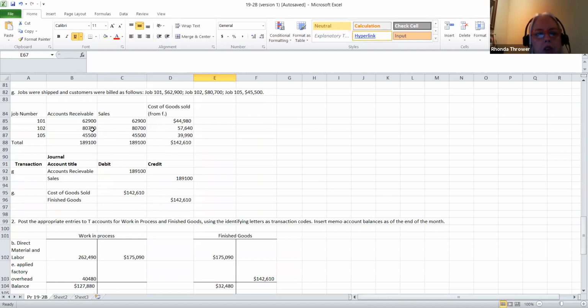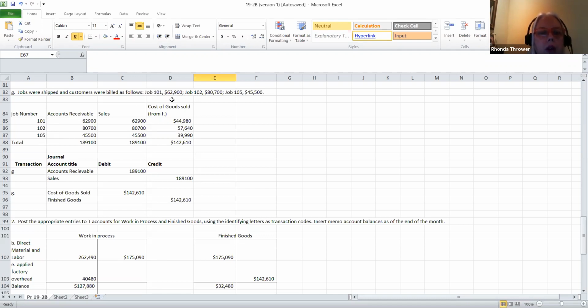The next transaction that we need to record is for jobs that were actually shipped and customers were billed as follows. Job number 101, notice I put these in order. We have shipped jobs 101, 102, and 105. So those jobs that we completed in the last entry, we are shipping those with the exception of one of the jobs which we did not ship. They told us in our instructions that we shipped job number 101, 102, and 105.